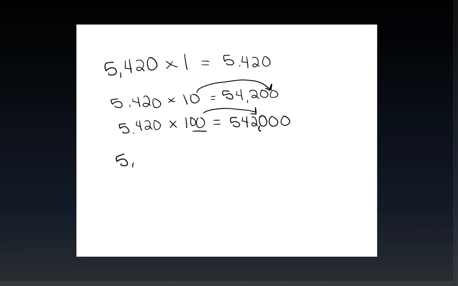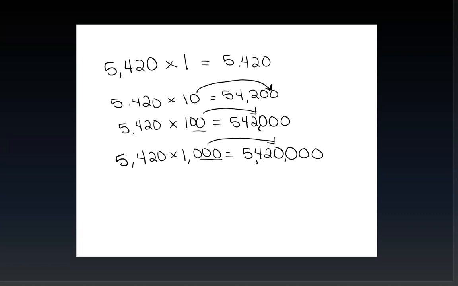Let's look at one more. So 5,420 times 1,000. Again, I have a 1 as my first digit, so this stays the same, and I count how many zeros do I have behind that 1. I've got 1, 2, 3. So I'm going to write my number, 5,420, and then I'm going to take my 3 zeros and I'm going to add them onto the end. 1, 2, 3, and then I'm going to go back and put my commas in.